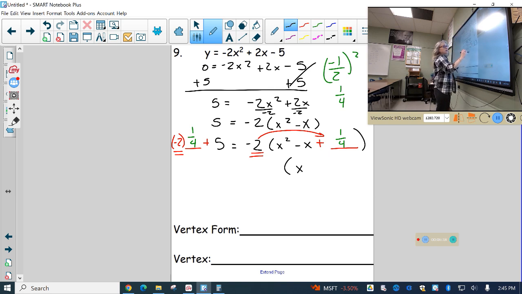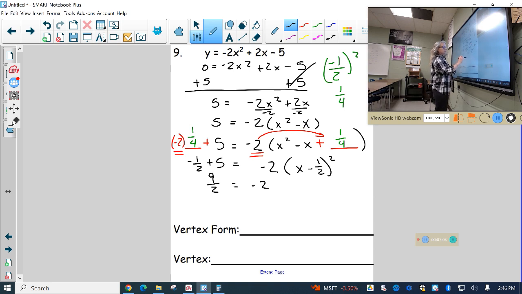Now that I have my perfect square binomial, I'm going to rewrite it. This is just x minus 1/2 squared, times negative 2, and then negative 2 times 1/4 is just negative 1/2. Negative 1/2 plus 5 is 4.5, or 9 over 2. I'm sorry, 9 over 2. Make sure I get that right.